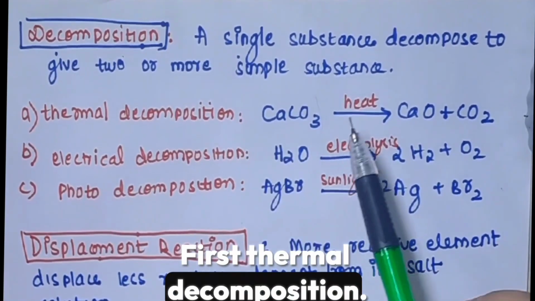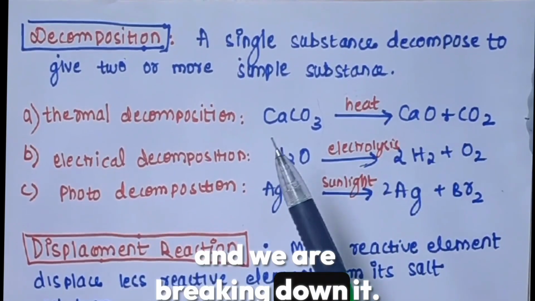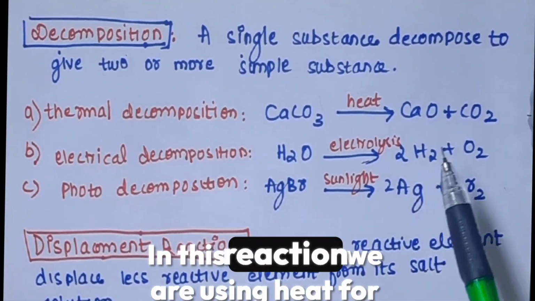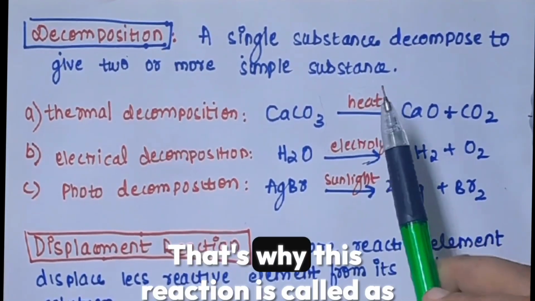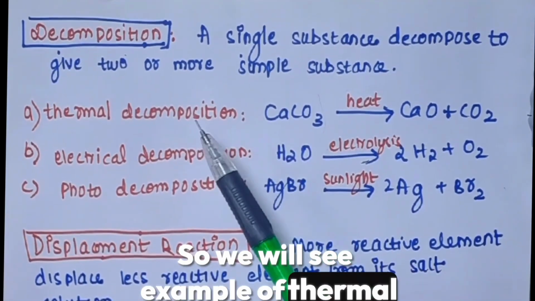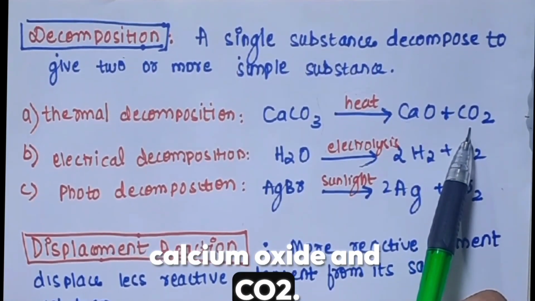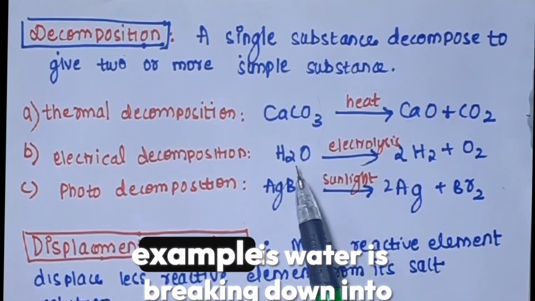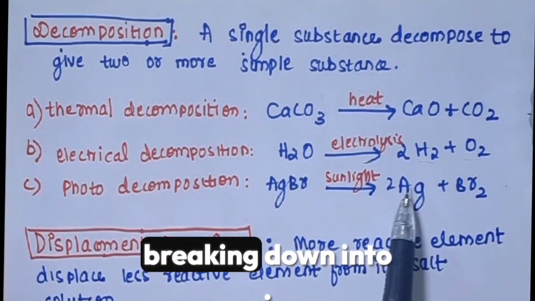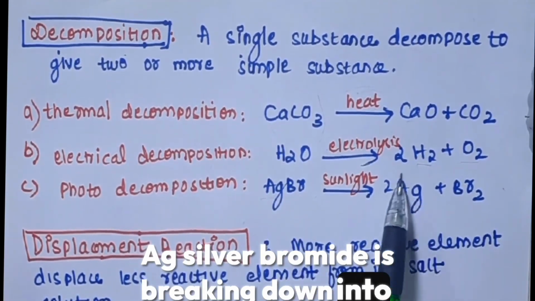First, thermal decomposition. Here we are using heat energy and breaking it down. In combination reaction, heat is released. In this reaction, we are using heat for this reaction. That's why this reaction is called an endothermic reaction. So we will see an example of thermal decomposition. Calcium carbonate is broken down into calcium oxide and CO2. Electrical decomposition example is water breaking down into hydrogen and oxygen. For photo decomposition, silver bromide is breaking down into silver and bromine.